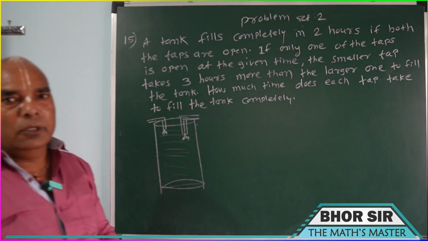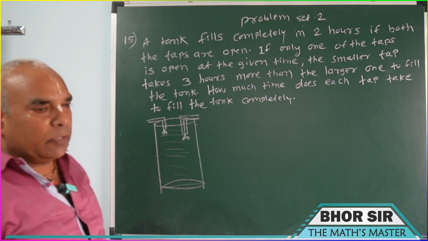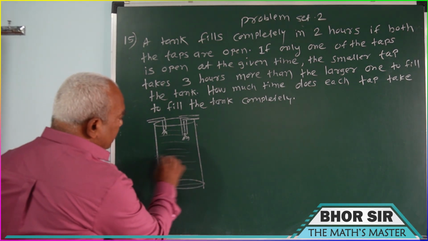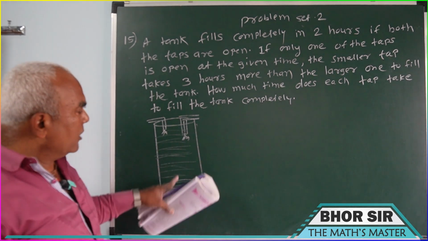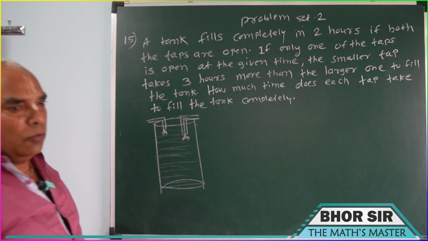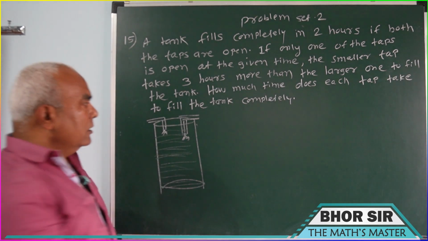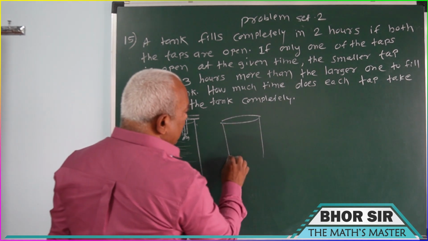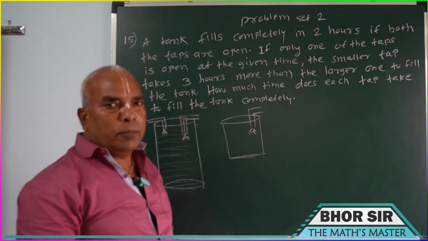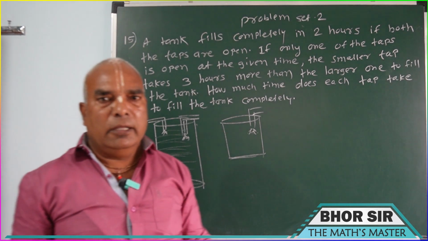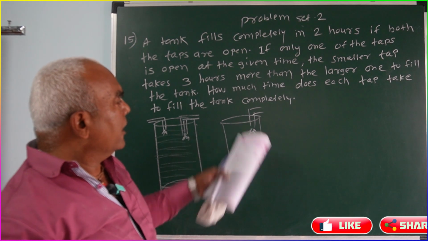Now, this example is the same as the one we have done with Nishu and Pratik, the area form. The tank is filling. What happens really here? If one tap is open, suppose this is the tank and water is coming from this tap. Suppose it requires 10 hours to fill the tank completely.